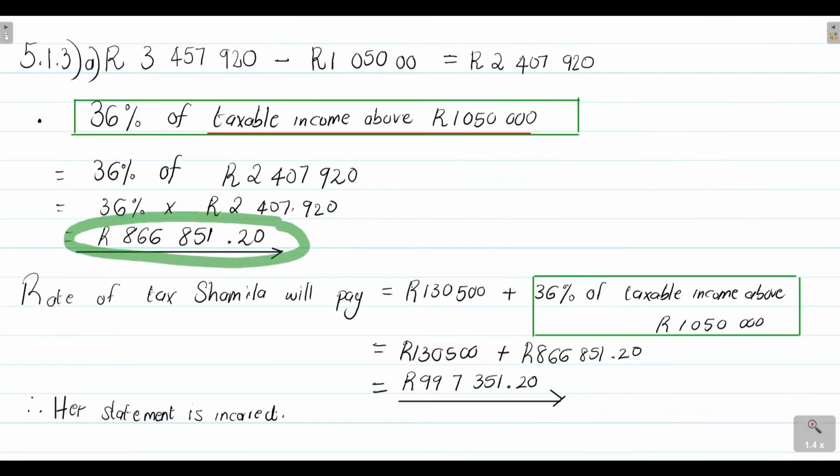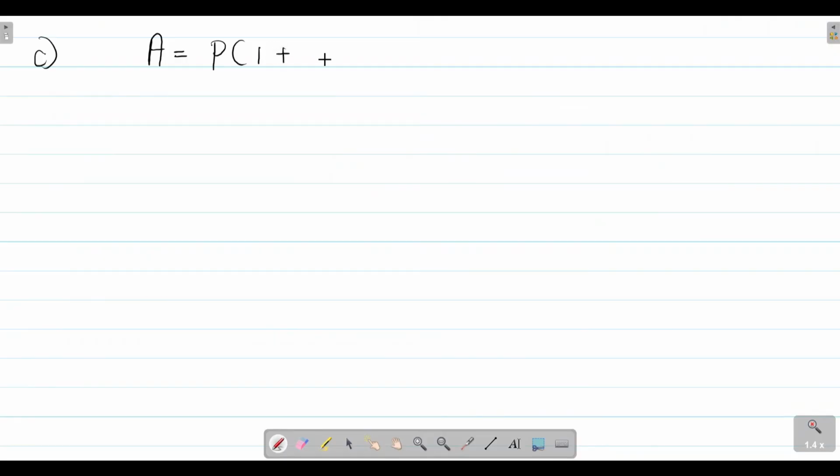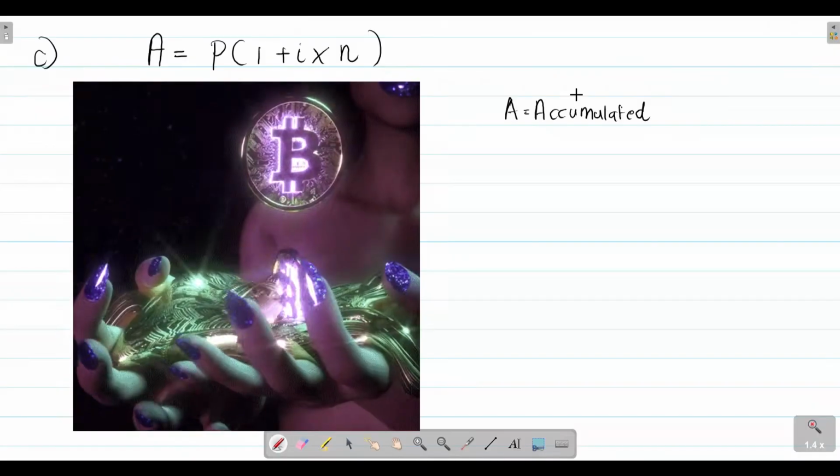You will remember that the formula that we use to calculate simple interest is A equals P(1 + i × n). Remember, the A stands for what? Your A stands for your accumulated amount. So the amount that you've paid up at the end of a financial period, or the amount that you've accumulated at the end of a financial period.